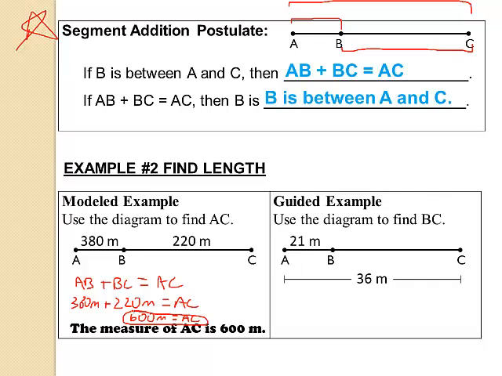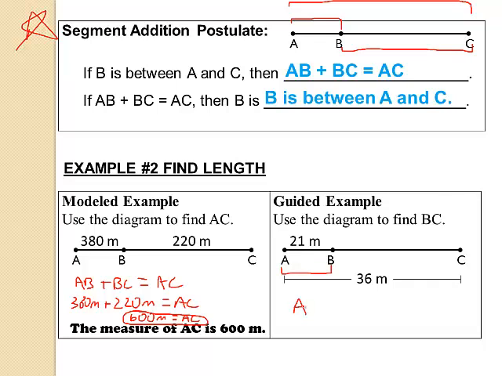Now, in the guided example, it says use the diagram to find BC's length. Well, we are given 21. That's for AB. We are also given that the entire length is 36. And I'm sure everybody's looking at this and they're like, okay, well, yeah, the missing length has to be 15. Okay. Try to apply the abstract segment addition postulate. We don't know what BC's length is. If you want to introduce a variable, fine, you can call it X. I'm going to keep it as BC just to keep it consistent with the formula.